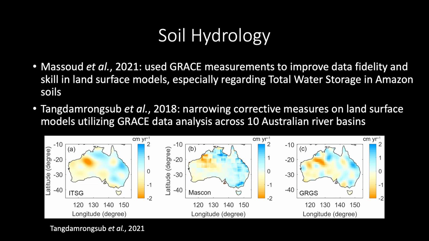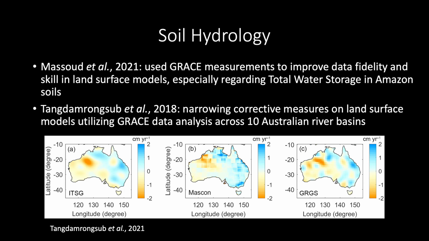So groundwater comes in many forms. It's not just in rivers and aquifers. It also comes in soil moisture and soil hydrology. So these two papers look at soil hydrology, one in the remote area of the Amazon and one in more domestic and agricultural areas of Australia.